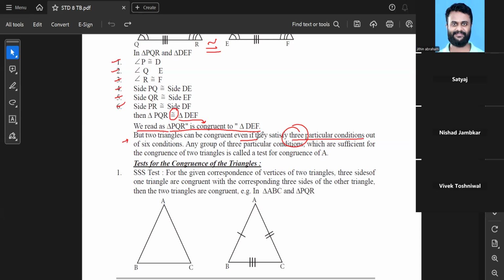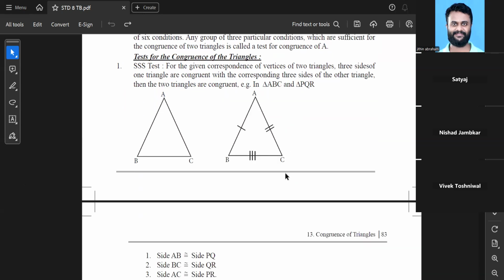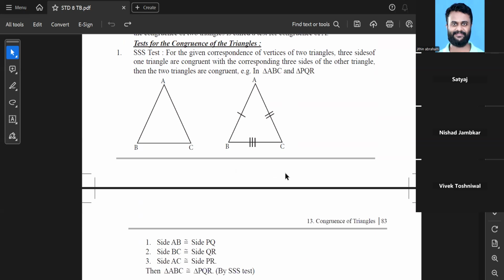But don't think that you can check any 3 conditions. No, it's not like that. There are certain 3 conditions, and I will tell you which ones can help. So by checking the conditions, if we wish to find a pair of congruent triangles, that process of checking the condition is called a test. Test is the process of checking the condition. So, tests for congruence of triangles: the first test is the SSS test.